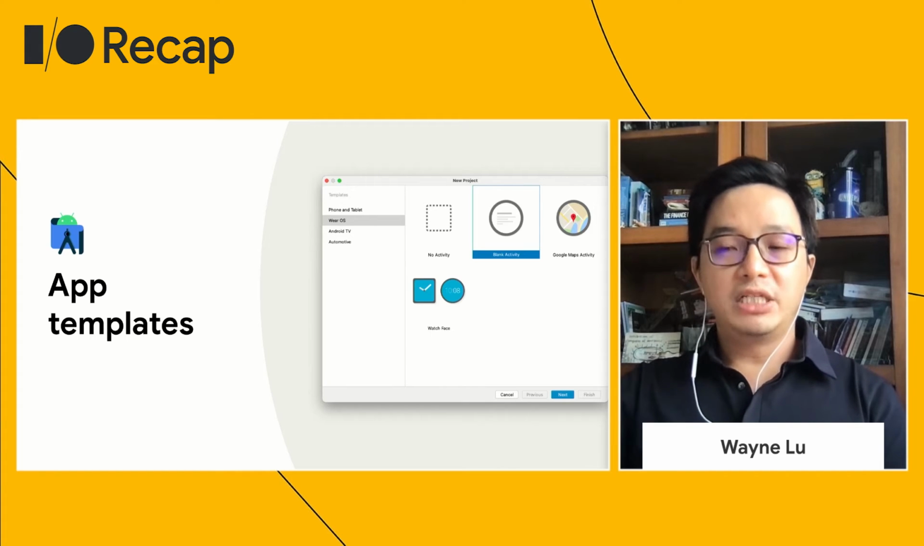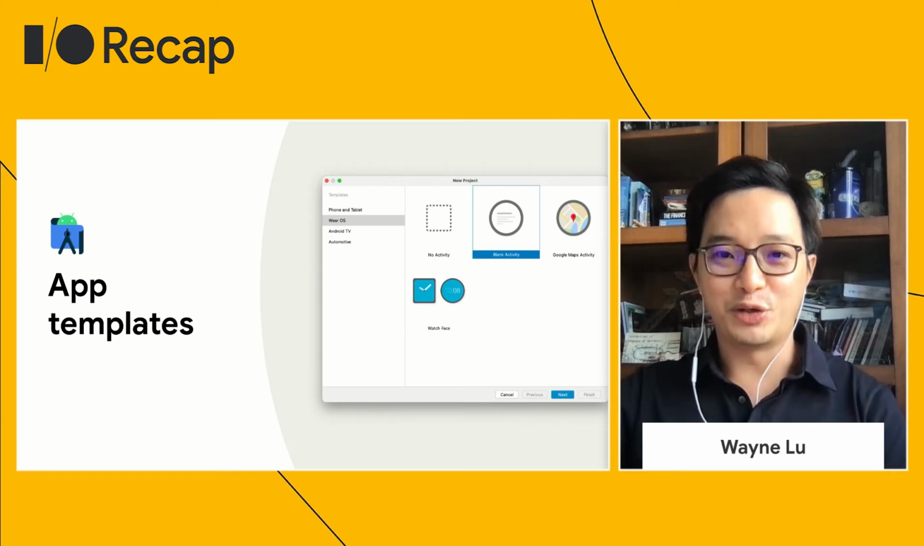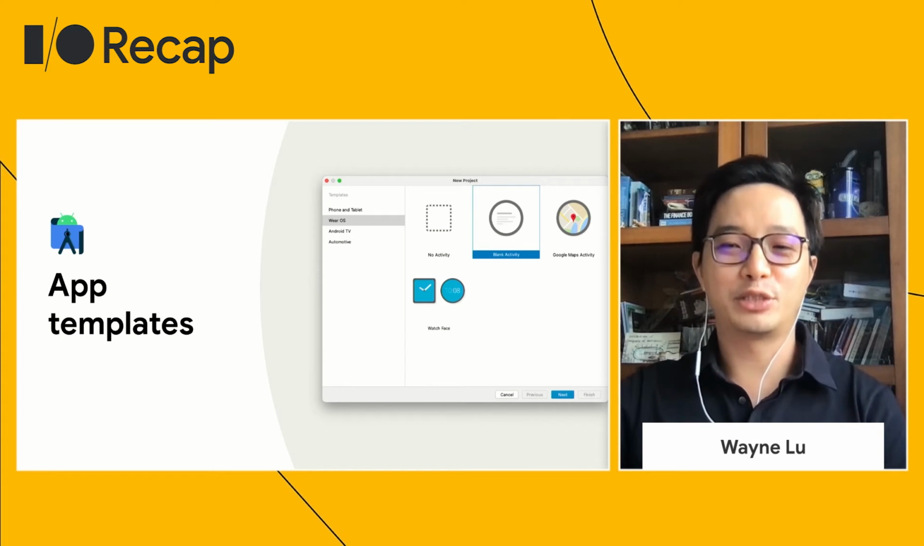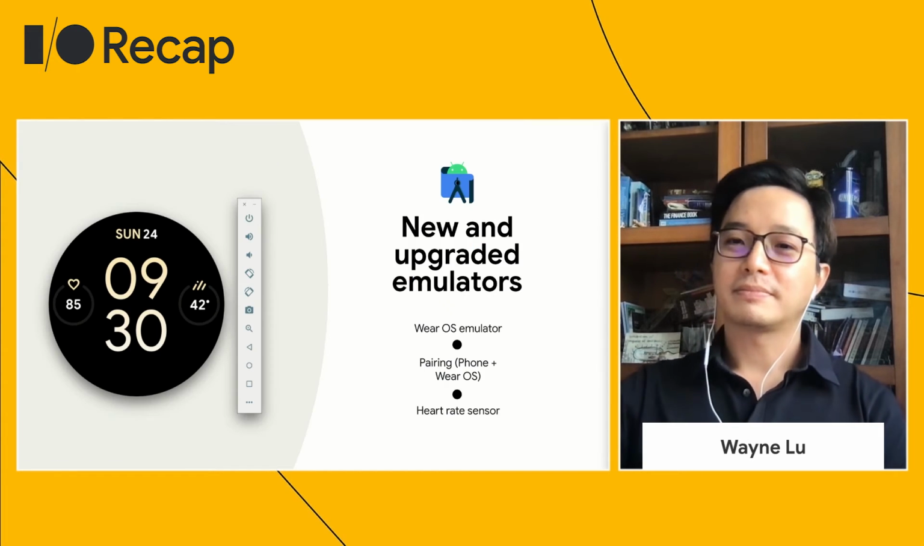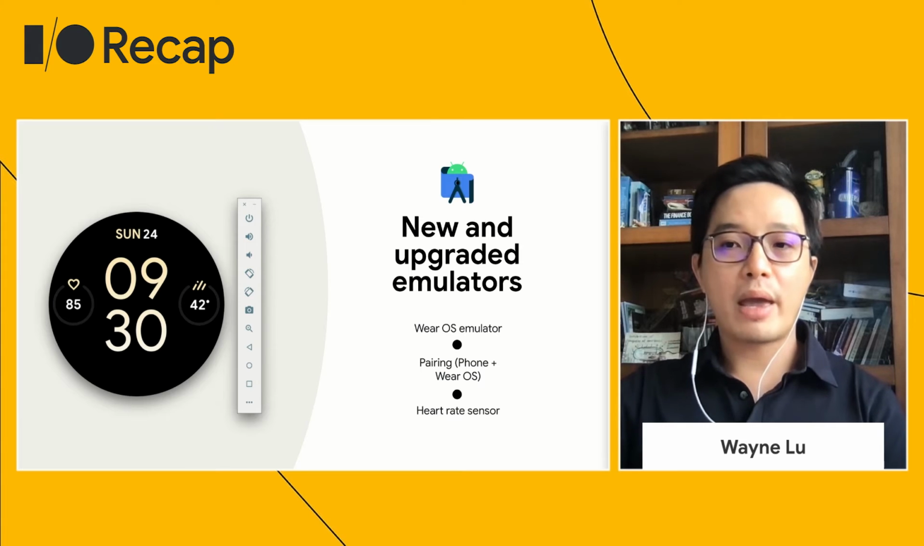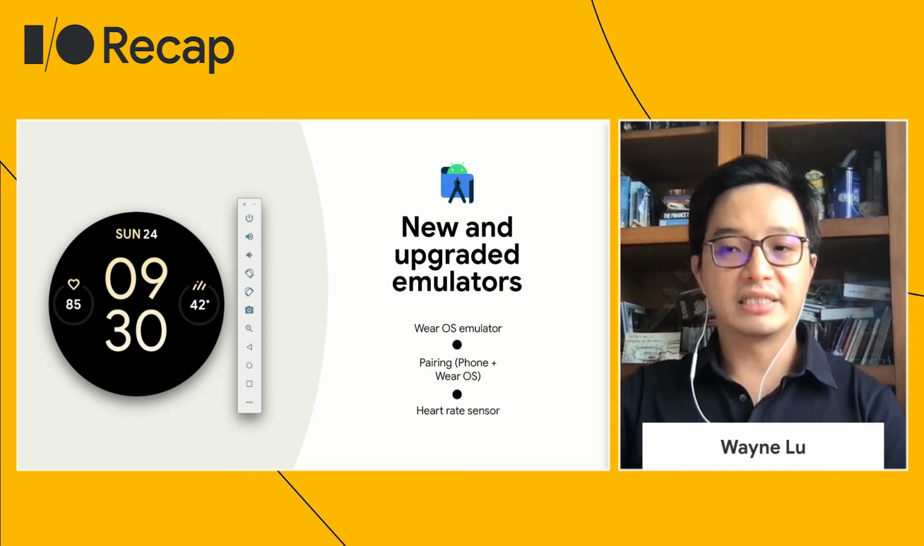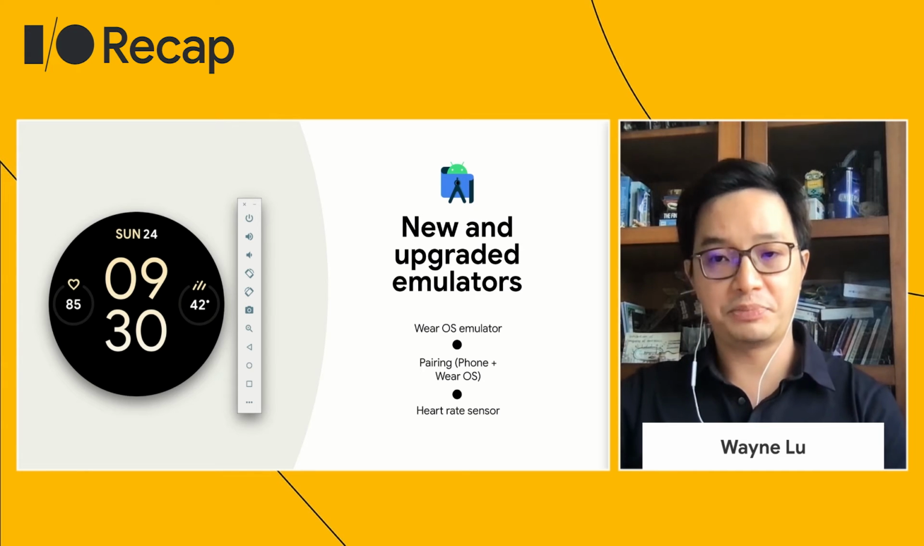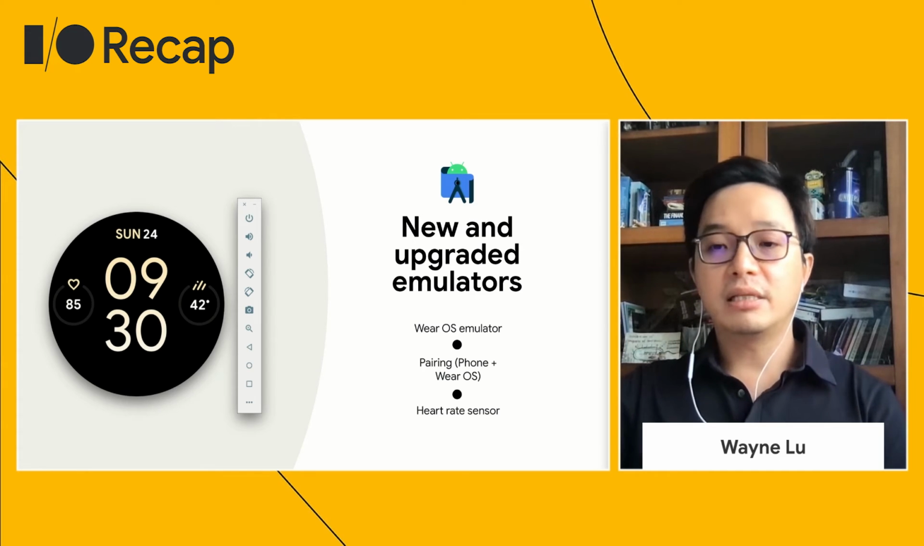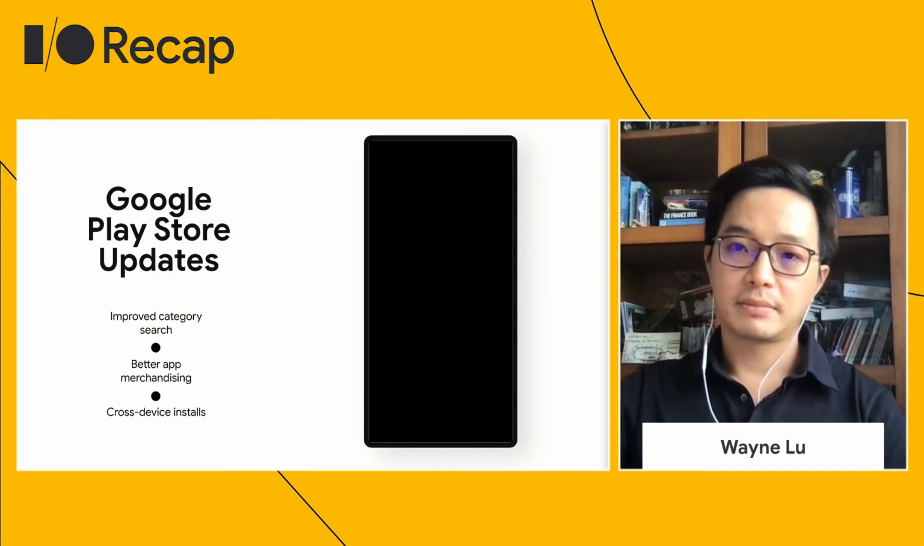Next, we have app templates for you to get started quickly. You can use this in Android Studio to create a new wearable project with our templates. You can also pair Wear emulators with your phones directly from Android Studio, so you can start testing and developing the entire experience from end to end. In the latest emulator update, we have improved core features and added a virtual heart rate sensor.